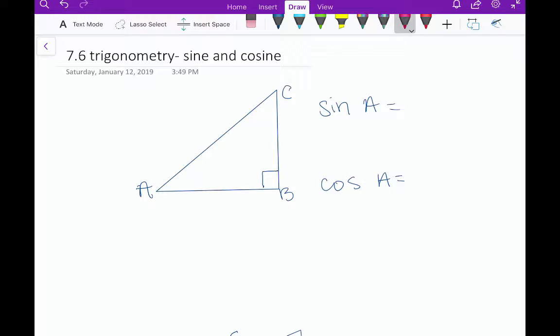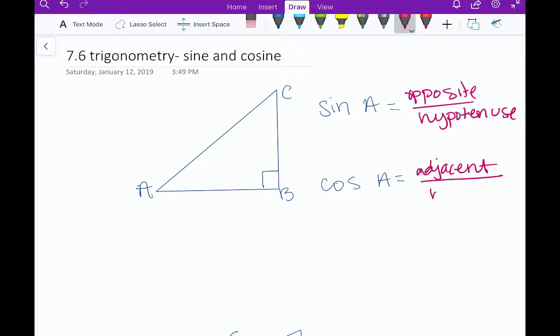This is the video for Geometry 7.6, continuing with trigonometry, looking at sine and cosine. So we have a right triangle here. The sine of an angle, for example, angle A, is going to be equal to the opposite leg over the hypotenuse. And the cosine of an angle is going to be equal to the adjacent leg over the hypotenuse.